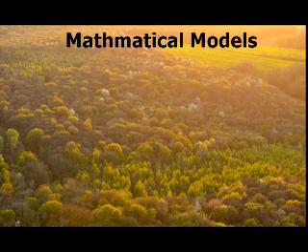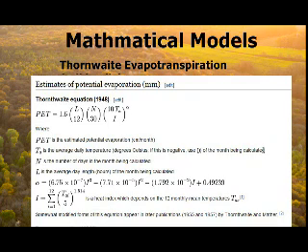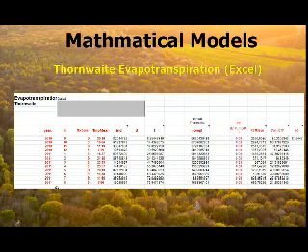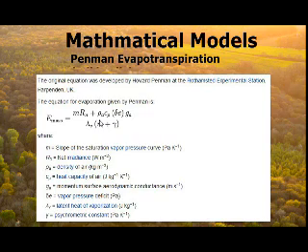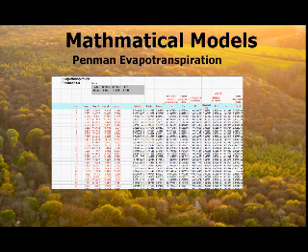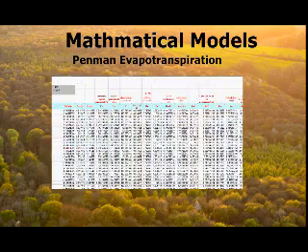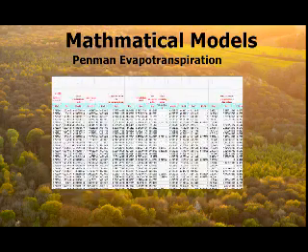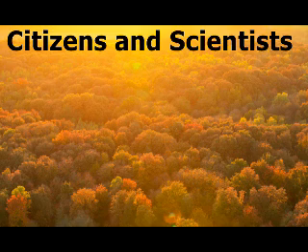There is a plethora of mathematical models. Let me give you some examples. Here is a Thornthwaite evapotranspiration model as described in Wikipedia. Here this model is transposed to an Excel spreadsheet. Here is another example. This is the Penman evapotranspiration model in Wikipedia, and here it is represented as a spreadsheet. We wish to incorporate and validate as many plant models as are available.